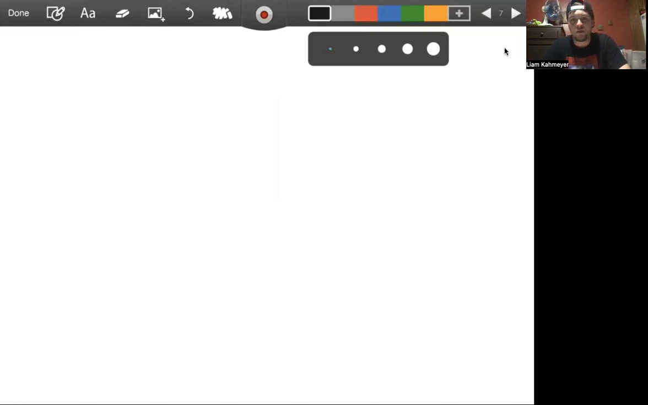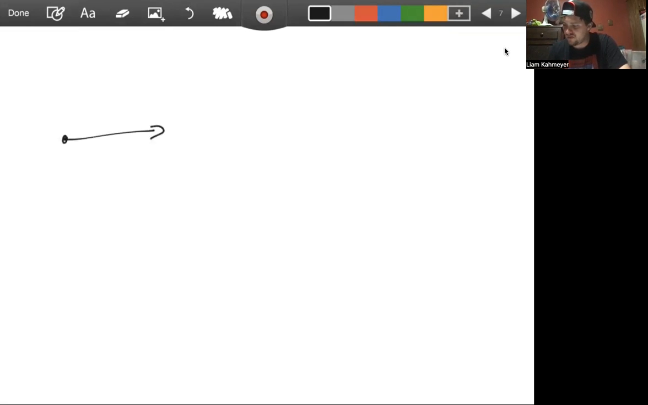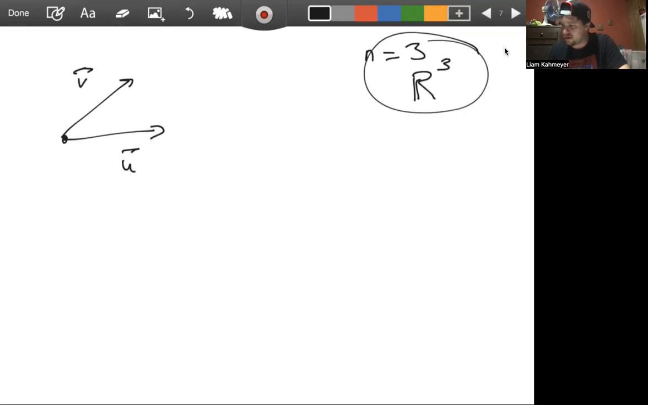Now that we understand what the cross product is and how to compute it, let's try to understand the cross product geometrically, or learn how we can apply the cross product. So let's say we have two vectors, u and v. And remember, this is specifically for n equals 3. So our ambient space is R3 here.